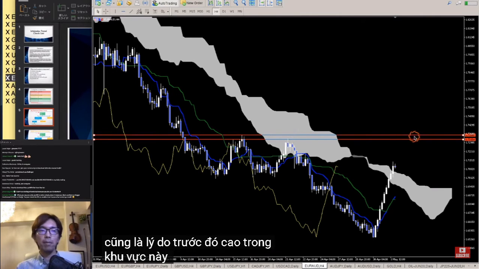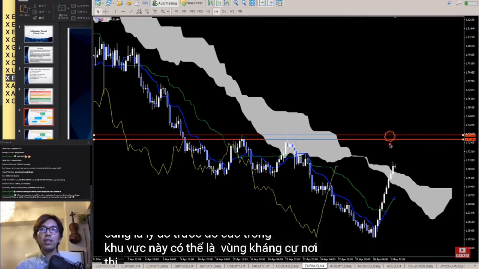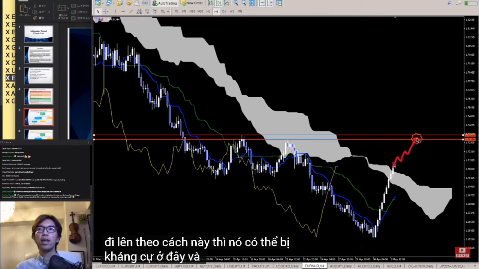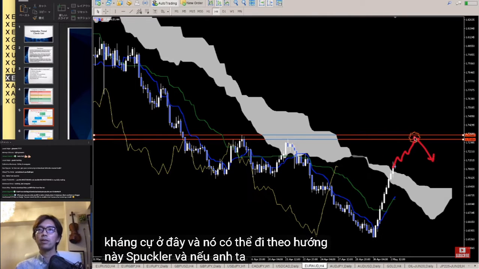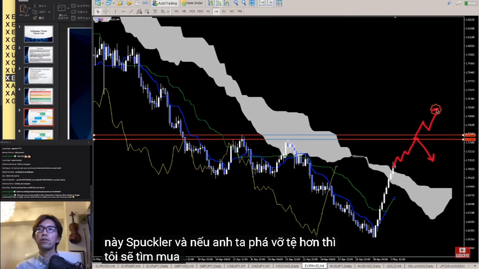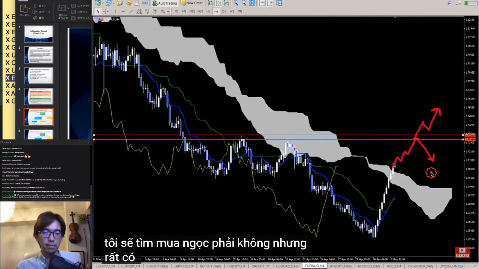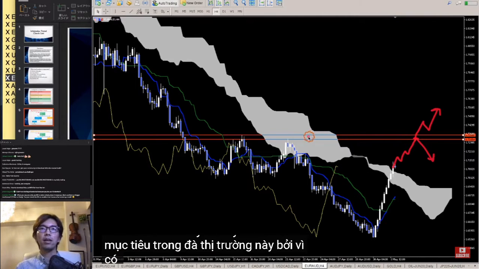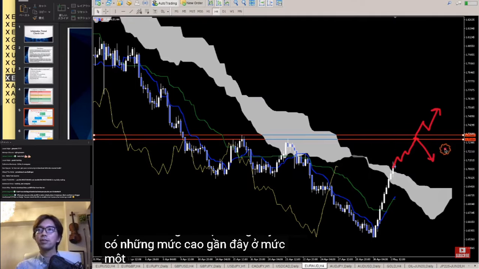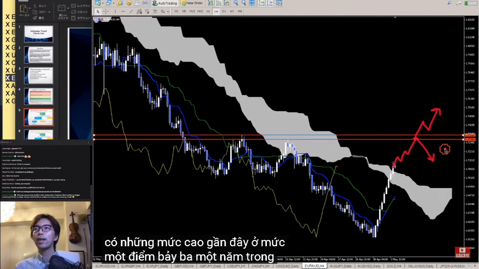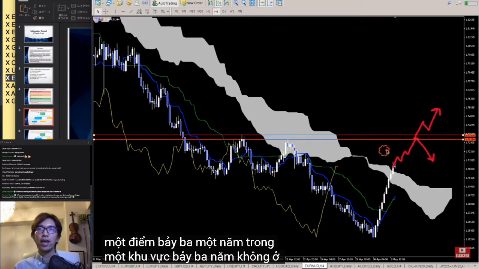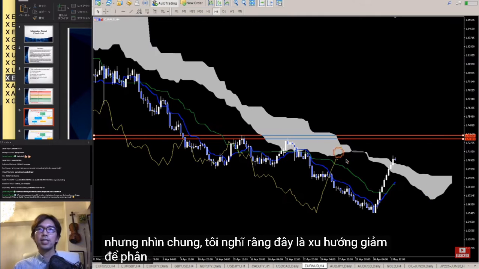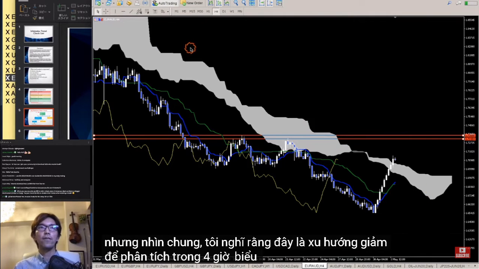This area might be the resistance zone where the market might react. So if it keeps going upwards this way, then it might be resisted here and it might go backward this way. And if it breaks upwards, then I will look for the buy chance, right? But potentially this is going to be the target in this market momentum, because there are recent highs in this level of 1.7315 and 1.7350 area here. But overall, I think this is a downtrend. So that's the analysis on the 4-hour chart.